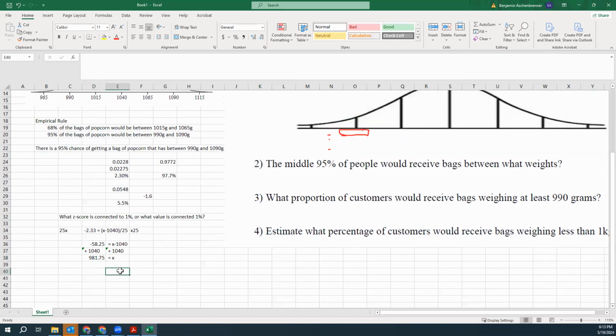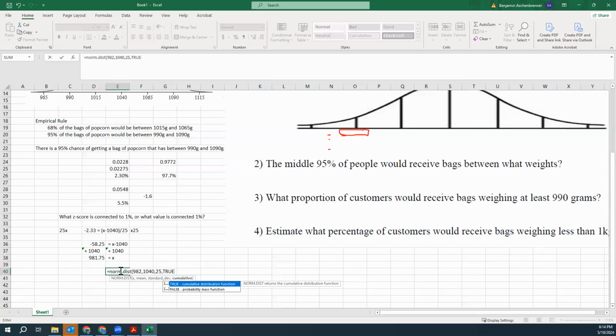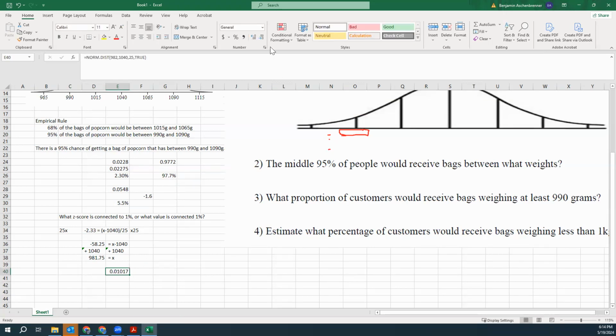I can check by using norm.dist. If I want to check the value, I should use norm.dist. I put in the value 981 or 982, then the 1040, then the 25, and then true. This should give me something really close to 1%. So this is what I would have to tell people I was selling if I wanted to make sure, based on this normal distribution, that less than 1% of the population got bags that didn't live up to that claim.